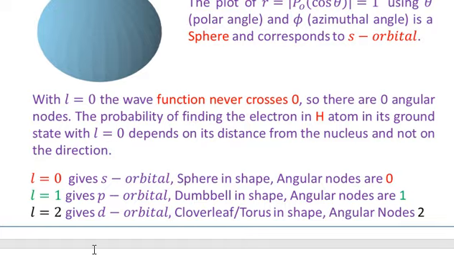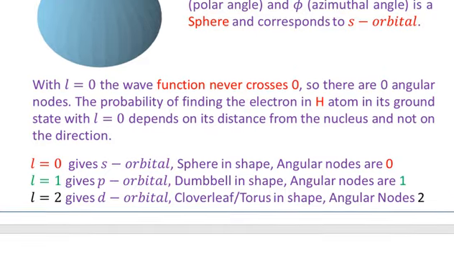When L is equal to 2, we talk about the d orbital, and the d orbital has a shape which is like a clover leaf, or the torus. So this would be the shape of the d orbitals, and such an orbital will have two angular nodes. And then we shall also be talking about the L is equal to 3 case, which will have the f orbitals, and we shall also discuss the shape of the f orbitals.